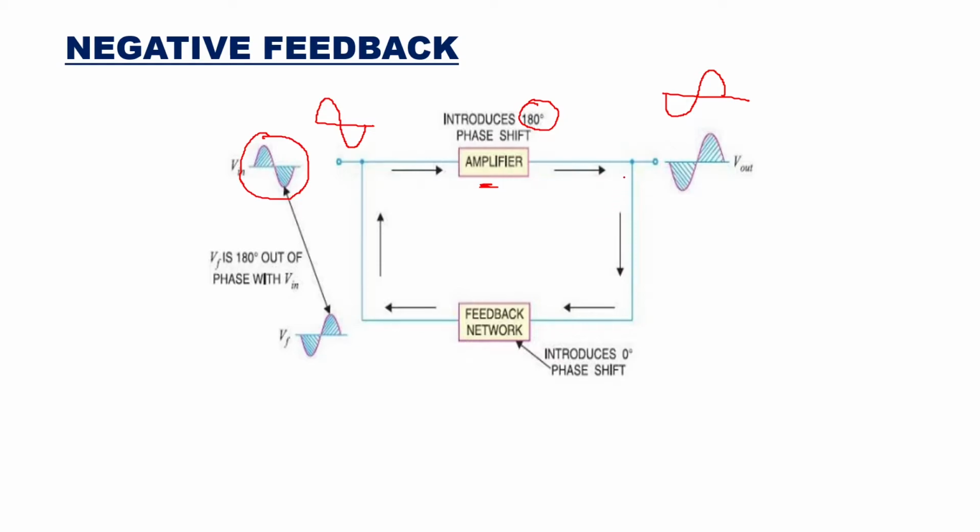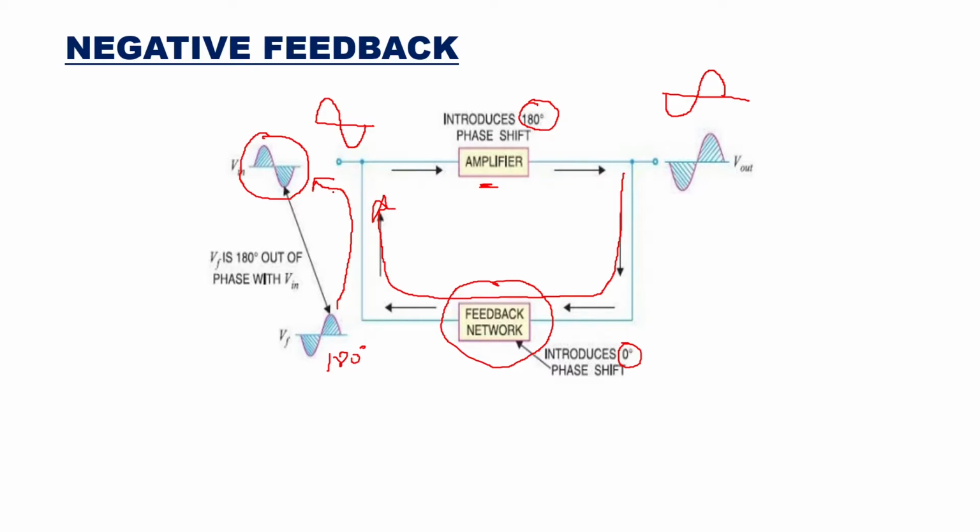Now the output which is taken as feedback is going to go to the input here. And here the feedback network is not changing any phase. It is introducing zero phase shift only. That means still here it is 180 degrees out of phase with the input. So this goes along with this input, then it is a negative feedback. So the input and output have a phase difference of 180 degrees, and this is negative feedback.